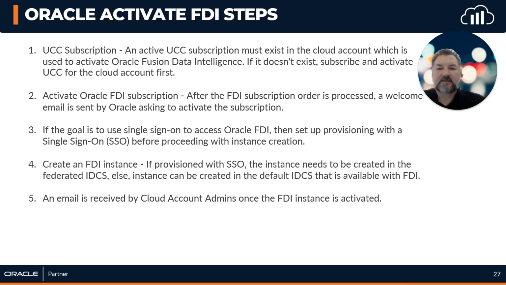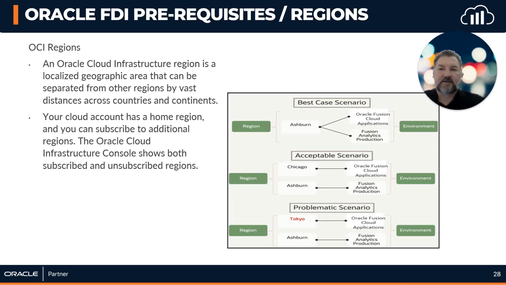Now, create an FDI instance. If you're provisioned with SSO, the instance needs to be created within the Federated Identity Cloud Services, else the instance can be created in the default Identity Cloud Services that is available within FDI. An email is received by your cloud account admin once the FDI instance is created.